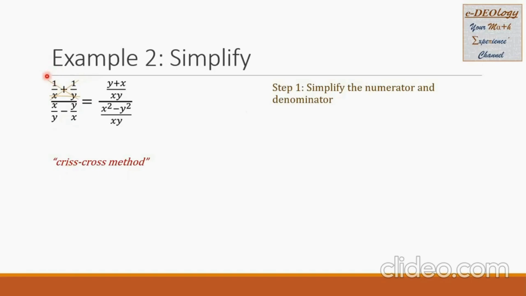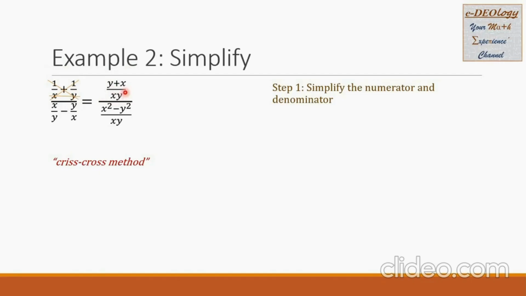This number 1 here, I'm going to multiply diagonally to the y. The answer is y, so I'll put the y there. And then the operation is plus, I will copy the plus. Next, this x, I'm going to multiply diagonally to that number 1. So x times 1 is x, I will put the answer here. Then all over, I will multiply the denominators, x times y. So xy, I will put the answer here.